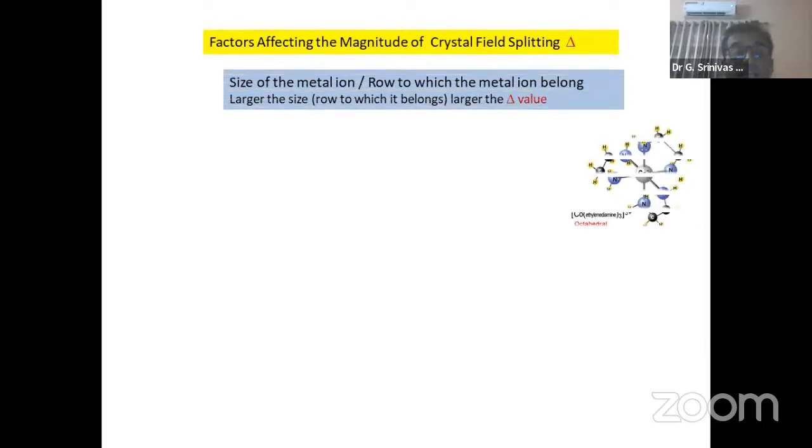So, factors affecting the magnitude of crystal field splitting: first, the size of the metal ion, the row to which the metal ion belongs. The larger the size, the larger the delta value. So if you compare, cobalt is a 3D series. Here, tris ethylenediamine cobalt is absorbing around 23,200. That is the CFSE value.